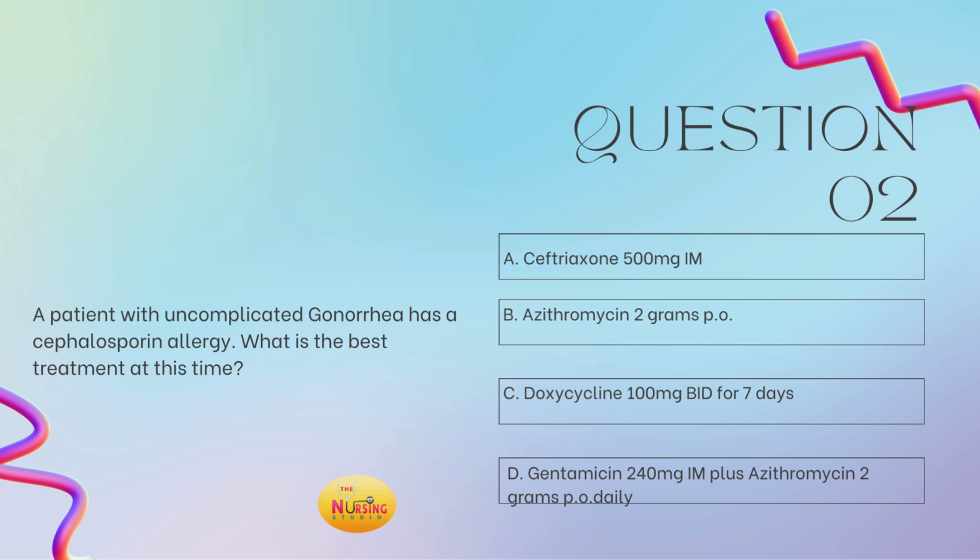All right, so if that patient has gonorrhea with a cephalosporin allergy, typically if it's uncomplicated gonorrhea, we go directly to our ceftriaxone 500 milligrams IM. If they have a cephalosporin allergy, you want to give a one-time dose of the gentamicin, 240 milligrams IM, plus a one-time dose of the azithromycin, 2 grams PO. Not daily, just one-time dose. So D is your best answer.